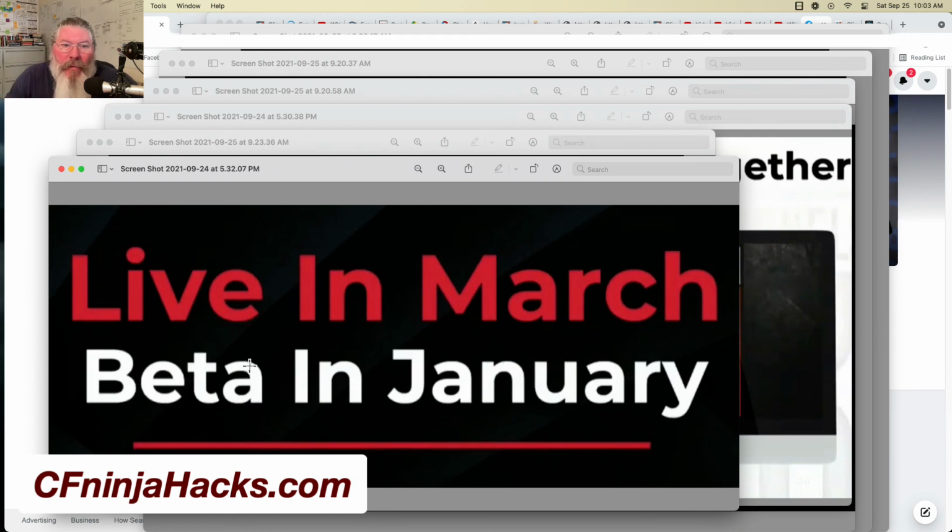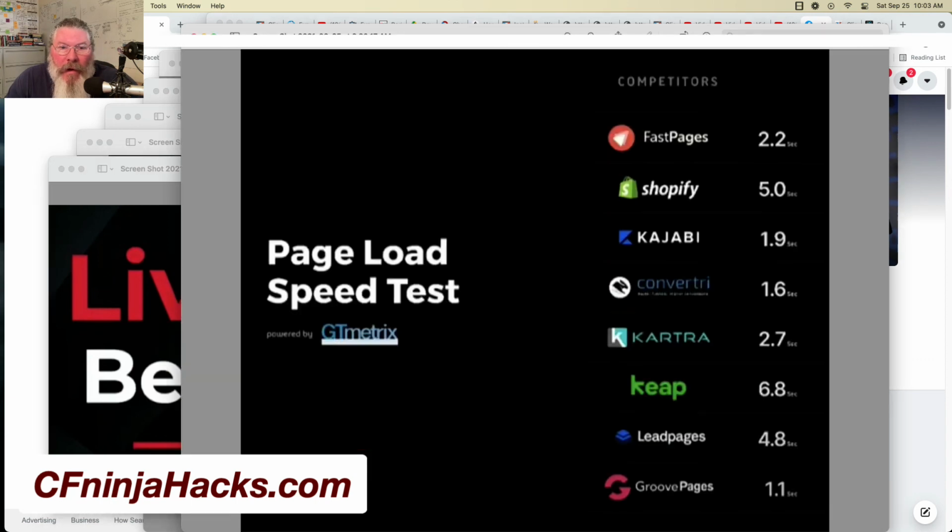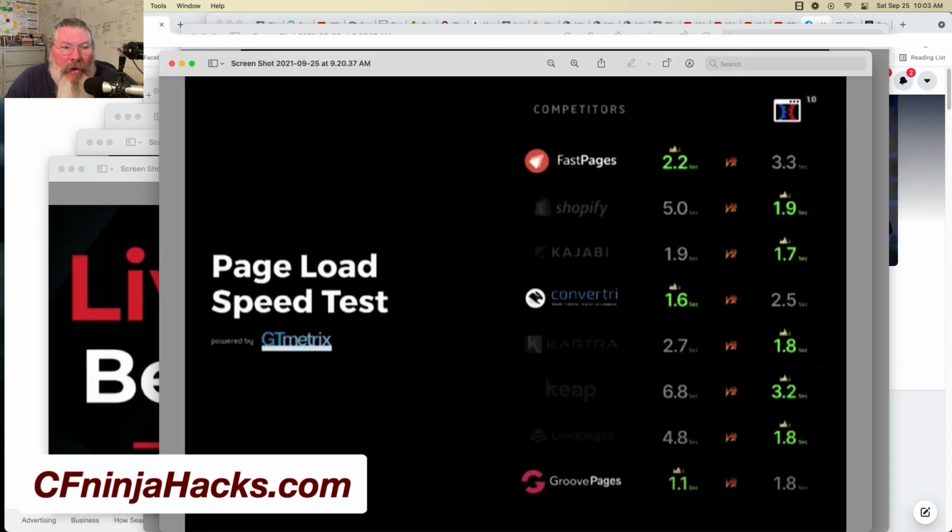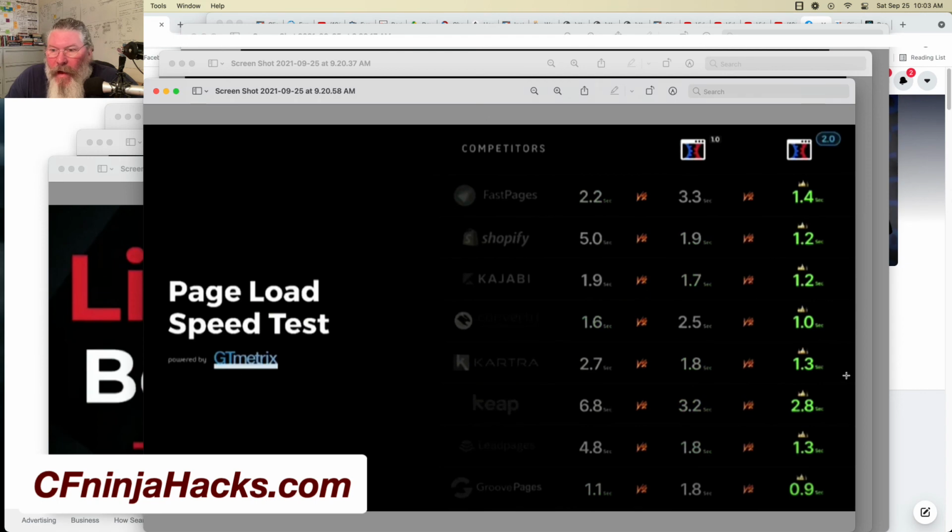So that's all I really have on the page speed here today. The biggest takeaway, of course, is that according to them, it is faster than everything else. Like I said, I don't see a WordPress on here, but I suspect it's also faster than any WordPress alternatives as well.